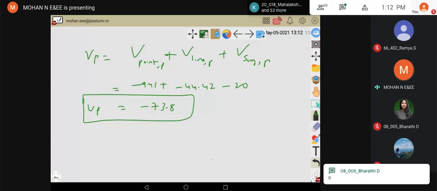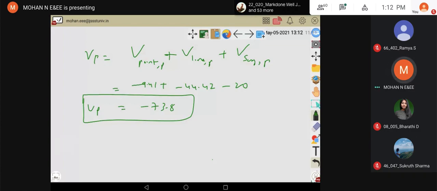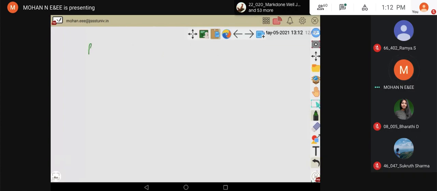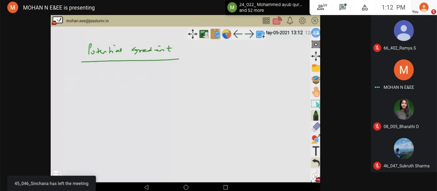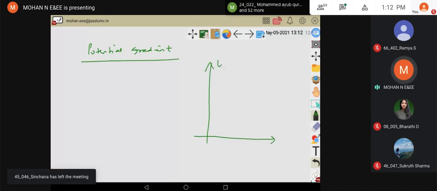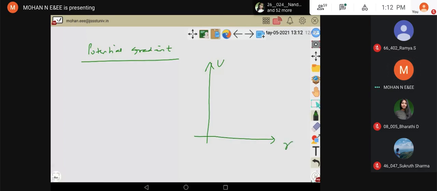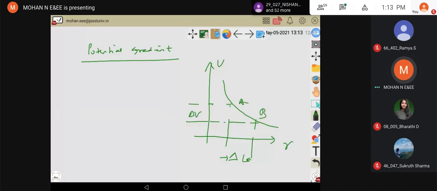Okay, so let me move to the next concept. It is potential gradient. So this is the voltage and this is the radial distance. Okay, and this is a small increment in length delta L, and this is AB, and this is delta V.